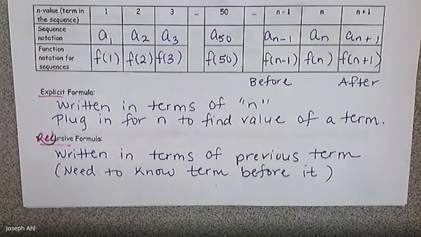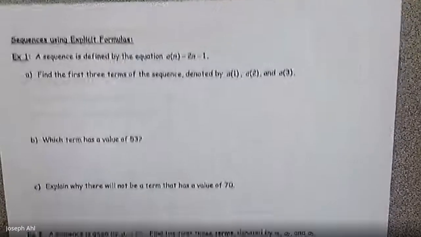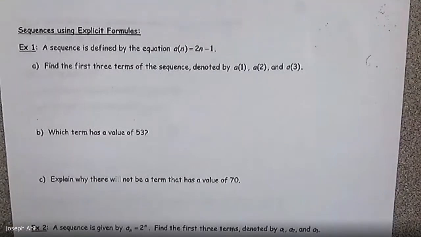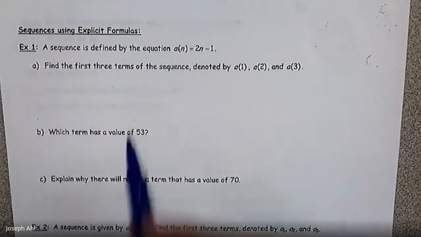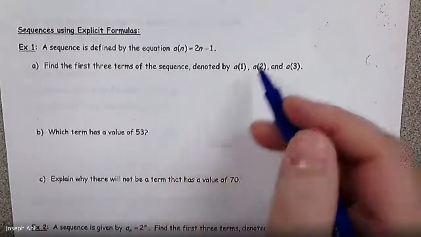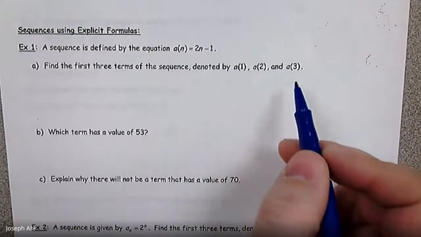Okay. With all that being said, let's get into some practice here. And we'll start with explicit formulas. It says at the top, a sequence is defined by the equation a of n equals 2n minus 1. So this is more of that function notation that I mentioned a moment ago. Find the first three terms of the sequence denoted by a1, a2, and a3.